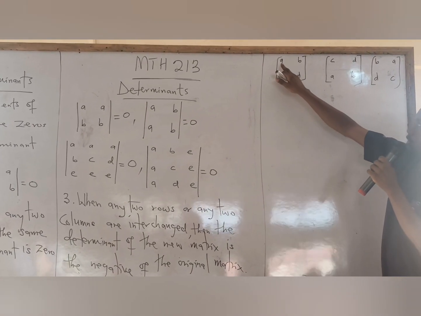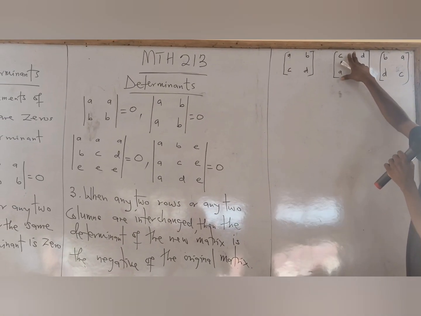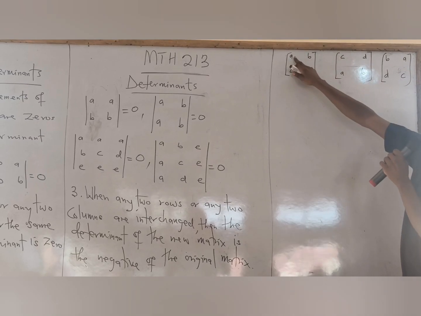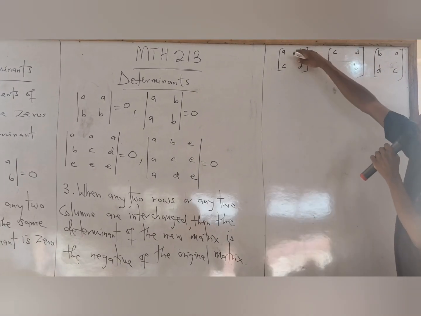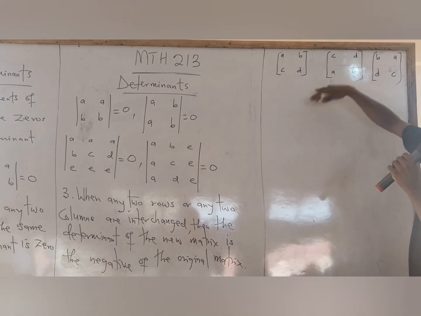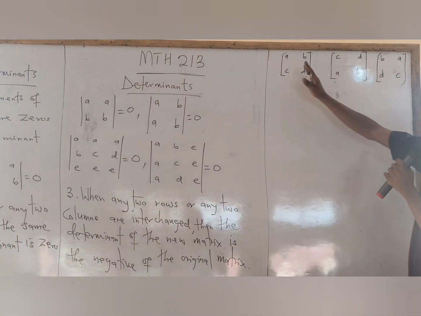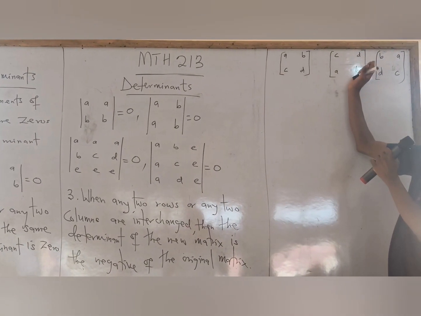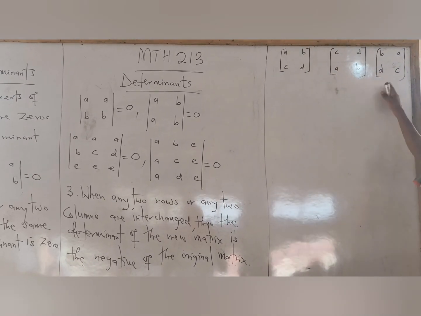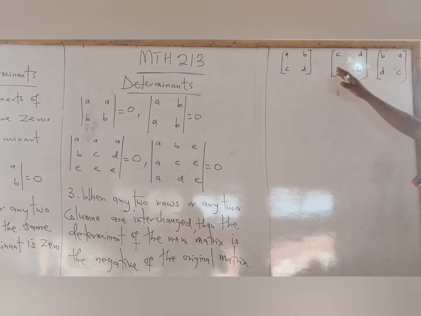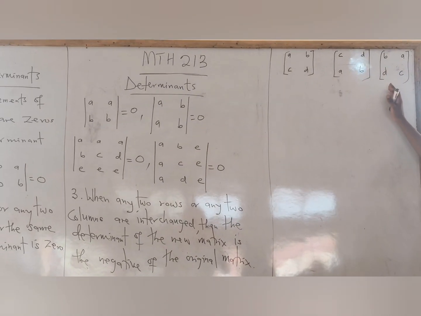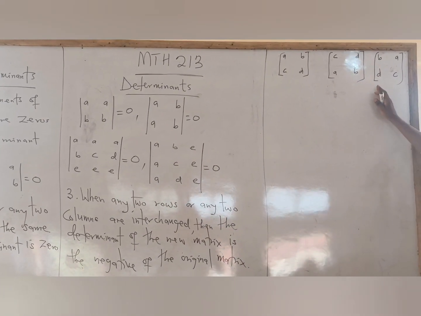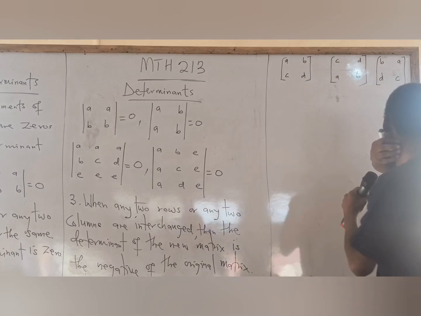Then we have interchanged rows here. The first row, guys, A B is now down. Can you see? C D is now up. So we brought this and sent this. But here, we brought the first column to the right and sent this one this way. That's what we have done. Can you all see? So we brought this one here and sent this one there.